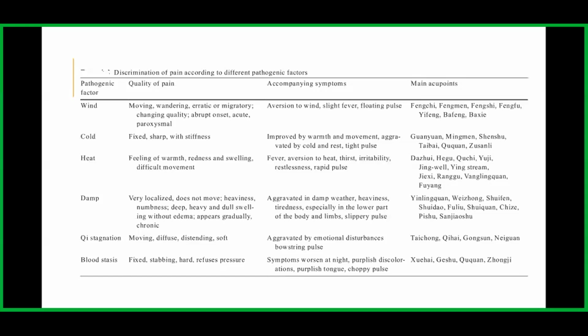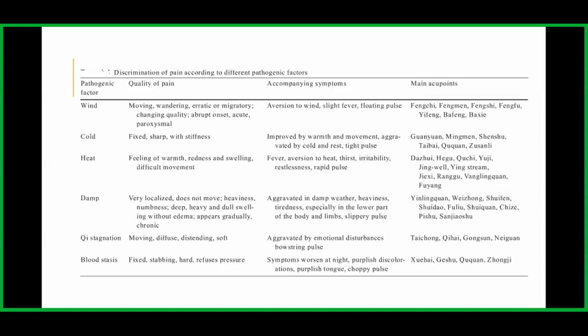If there is heat, there will be a feeling of warmth, redness, and swelling and difficult movement. There will also be fever, aversion to heat, thirst, irritability, restlessness, and rapid pulse. When there is damp, the pain will be very localized and does not move. There will be heaviness, numbness, deep, heavy, and dull swelling without edema, and it appears gradually and is chronic. The accompanying symptoms will be aggravated in damp weather, heaviness, tiredness, especially in the lower part of the body and limbs, and slippery pulse.